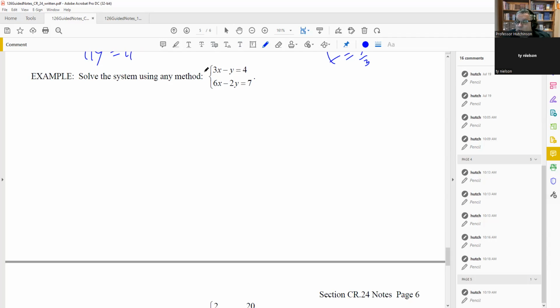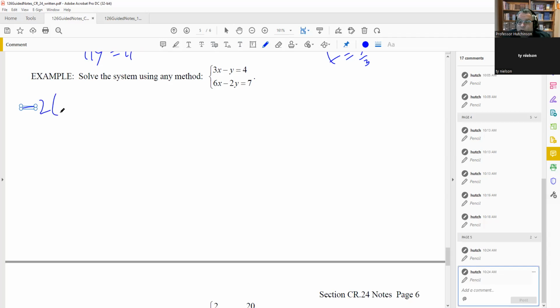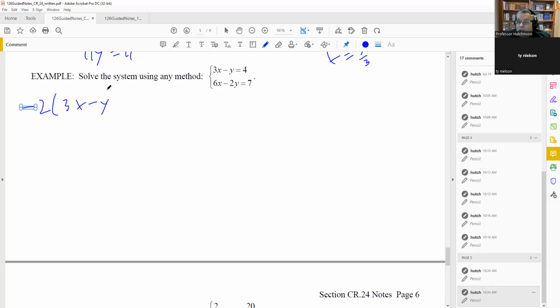So what I'll do is I'll go ahead and eliminate the x's. So if we're going to eliminate the x's, you get 3x minus y equals 4. And then the bottom equation we don't have to do anything with.